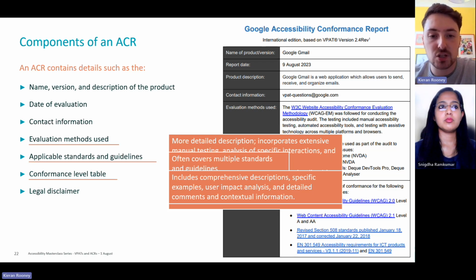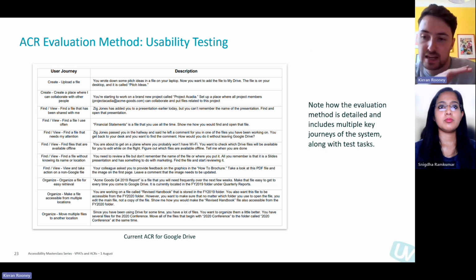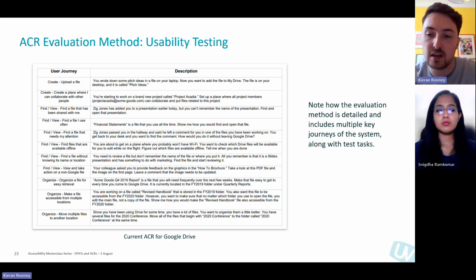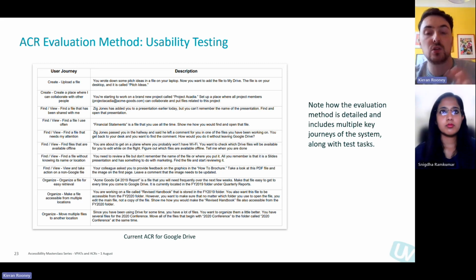So we mentioned there the usability testing that is often used within an ACR as well. So we'll look at that in a wee bit more detail here. So this is another example from Google Drive. This is their usability testing section. So it covers specific tasks to ensure a thorough evaluation of the product's accessibility. Product's accessibility also includes user journeys, all the information garnered from that.